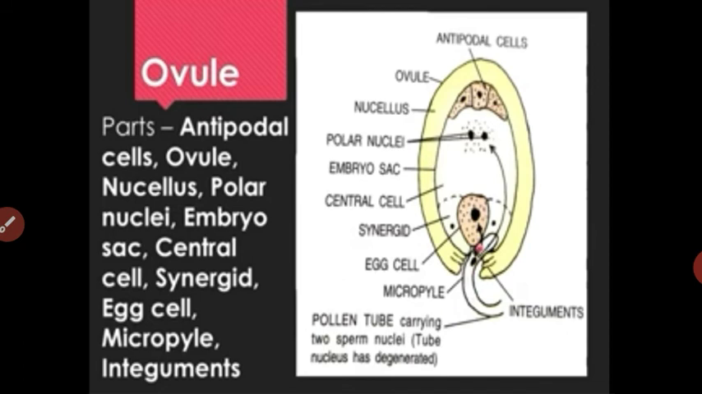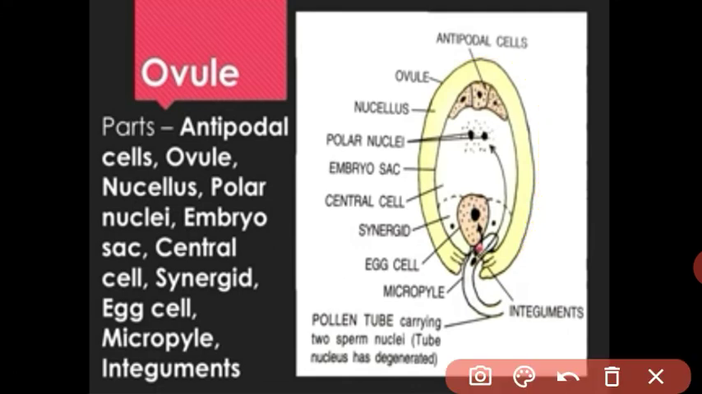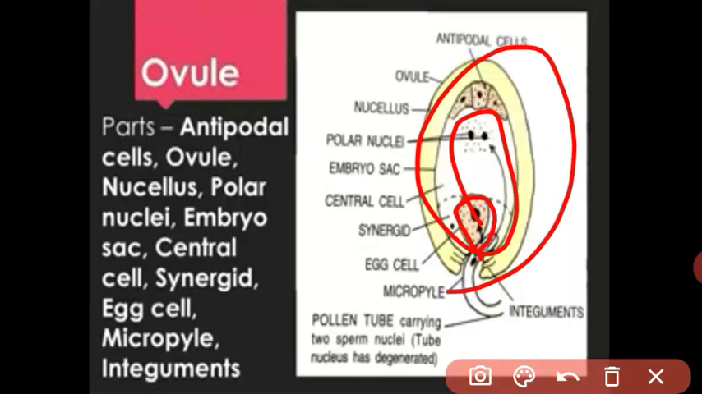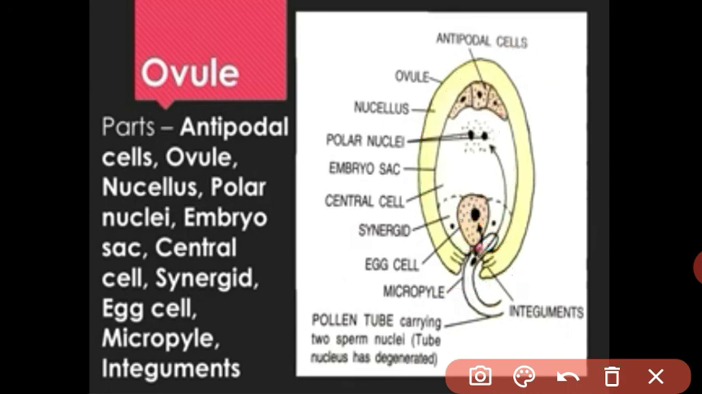Got it? The ovary converts into the fruit, and the ovules convert into the seeds. How many seeds are present in the ovary depends upon how many ovules are present in the ovary. If multiple ovules are present in the ovary, multiple seeds are produced.